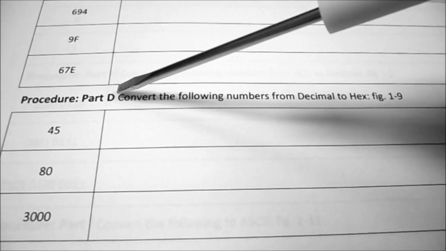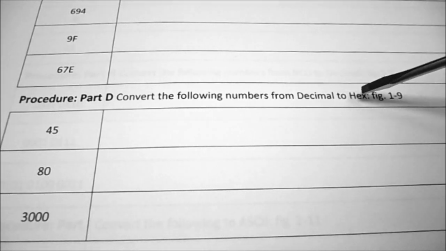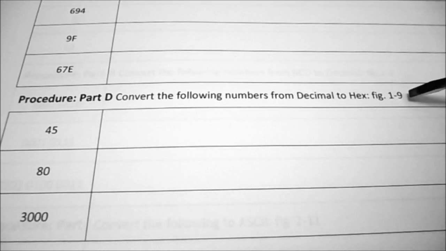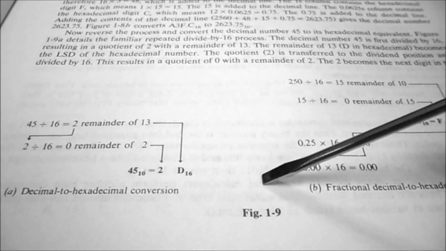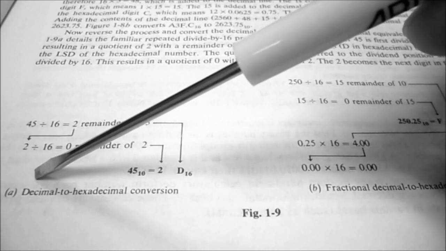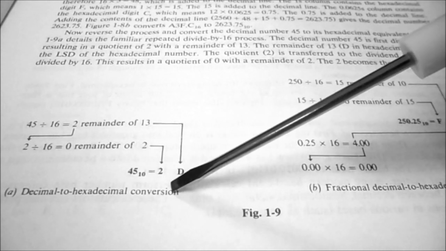Under procedure part D, we're going to convert the following numbers from decimal to hex, that's hexadecimal, and figure 1-9 in your textbook should help you do that. So figure 1-9 in your textbook, we are really looking at part A, and that shows us a decimal to hexadecimal conversion.